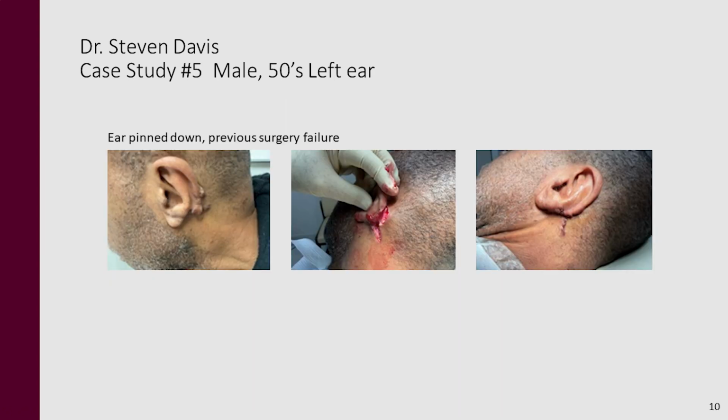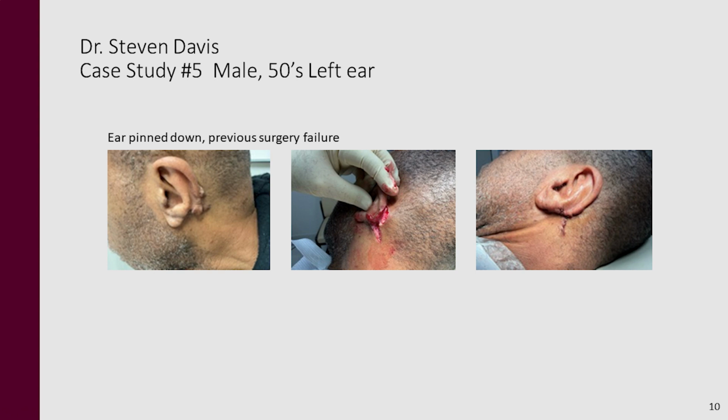And let's go to the last slide here now. Let's see here. This is a man I did recently. I don't have good follow-up pictures. His ear was pinned down to his scalp. I can't remember the circumstances. This might have been previously surgically treated, actually. And when it healed, it pinned his ear against his scalp.